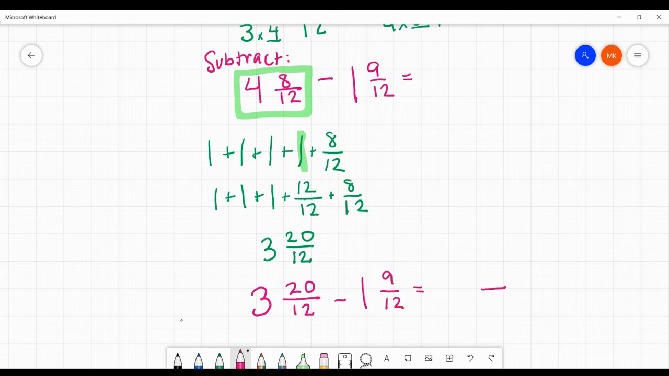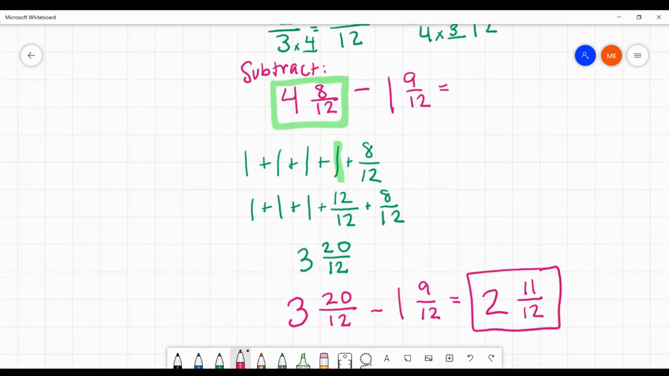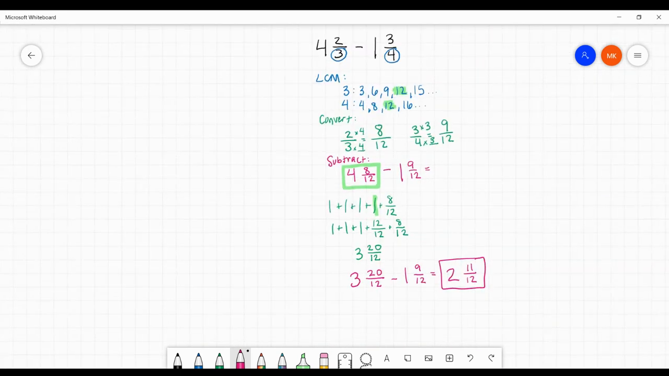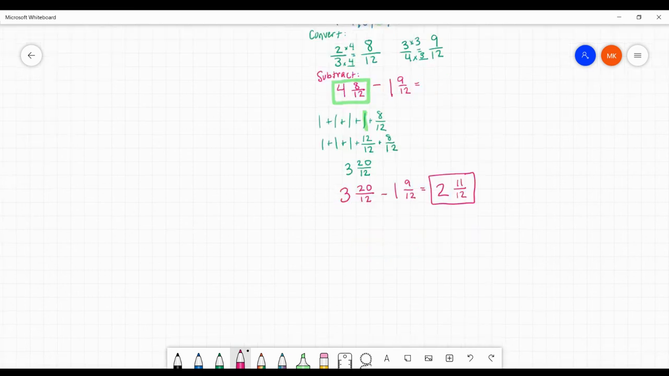I start with my fractions. The denominator stays the same. 20 minus 9 is 11. 3 minus 1 is 2. And that is my final answer. So let me zoom out. You can pause if you need to. Otherwise, we will move on.